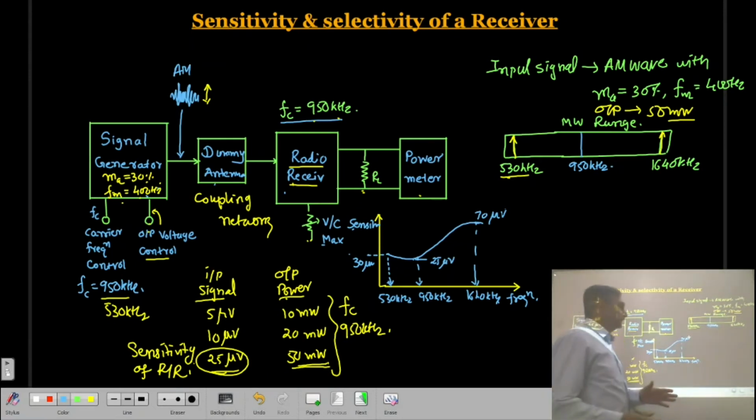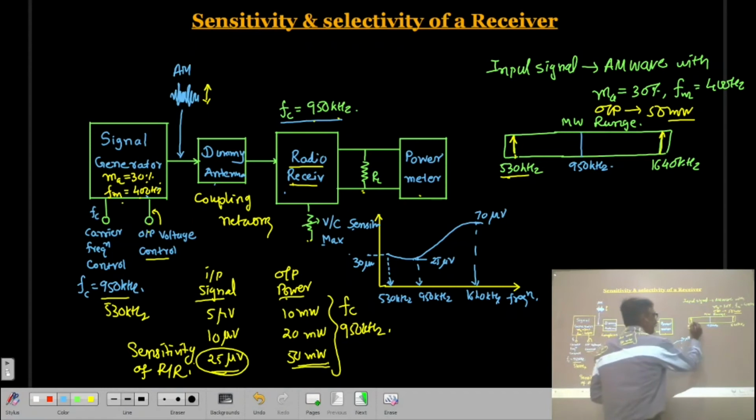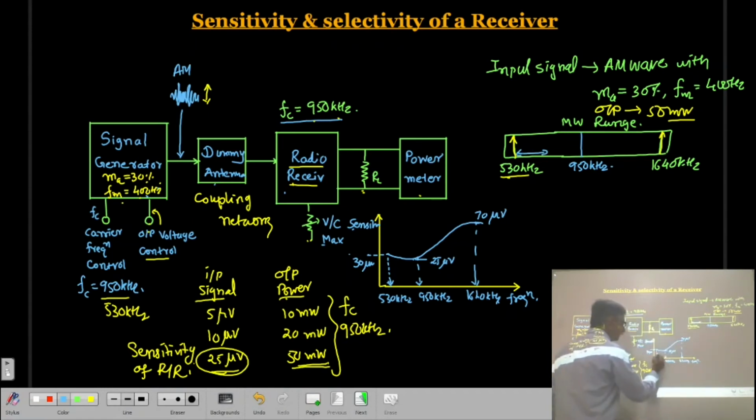So, in the tuning range, if my frequency is low, your radio is more sensitive, and for the higher frequency, the sensitivity of the radio is poor. So when you receive a signal between 530 and 950 kilohertz, even if the transmitted signal is weak, your radio is able to reproduce the output. But for the higher frequency, it requires more input signal to recover the information.